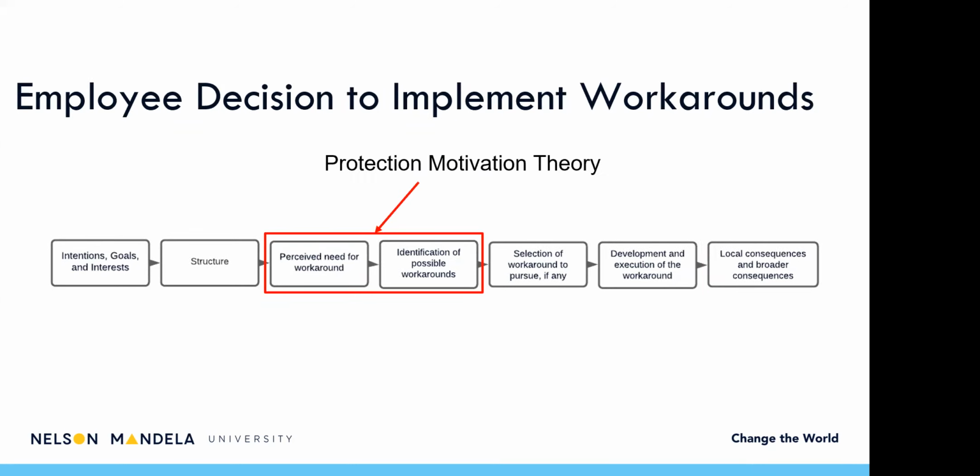Employee decision to implement workarounds. At steps 3 and 4 of Alter's theory of workarounds, an employee needs to decide if a workaround is needed or if that workaround should be implemented. The employee's decision could be based around the outcome of the application of protection motivation theory.